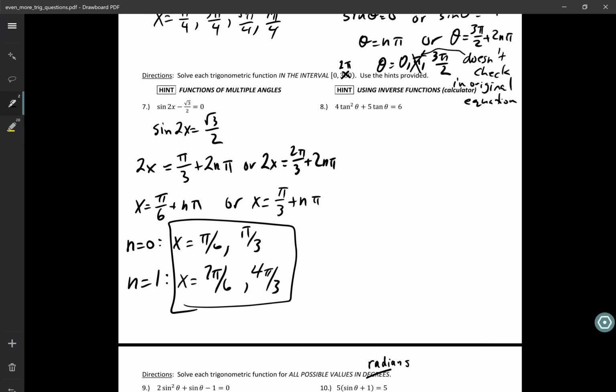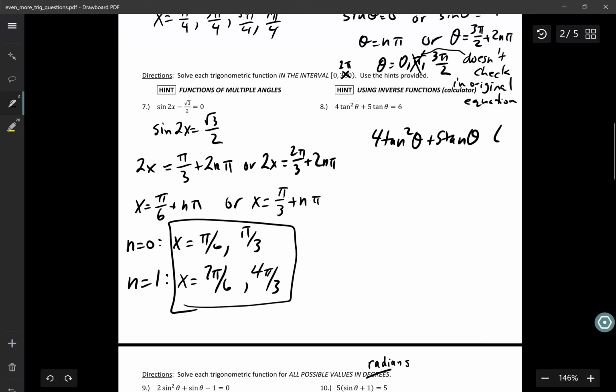This one asks us to use our calculators, use inverse functions. So the first thing I need to do is factor this thing. So I need to set it equal to 0. Oops. Let's actually set it equal to 0. And let's see if we can factor this.